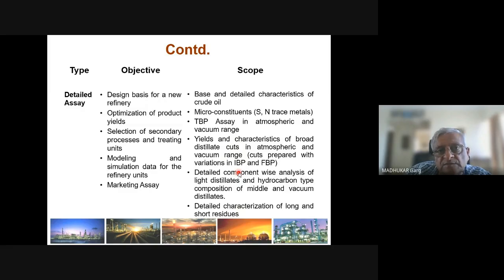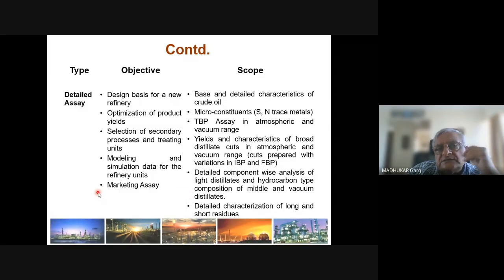The feed to the FCC is the vacuum gas oil, right? So the vacuum gas oil goes into the FCC. What are the characteristics of that vacuum gas oil? As you can see, this is detailed component-wise analysis right up to vacuum distillates. Based on that, we can do the optimization of product yield. Suppose we are processing a new crude and we would like to operate the refinery to maximize the value from that crude, then we need to have the complete crude assay and so on. So it's for modeling and simulation, and also for marketing by the oil companies to market this crude.